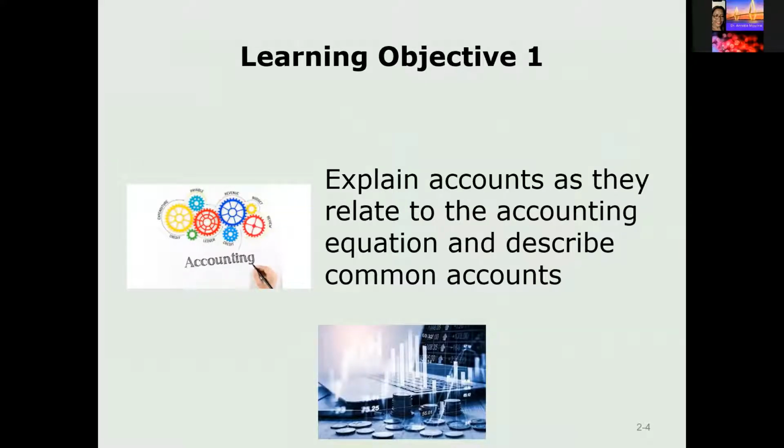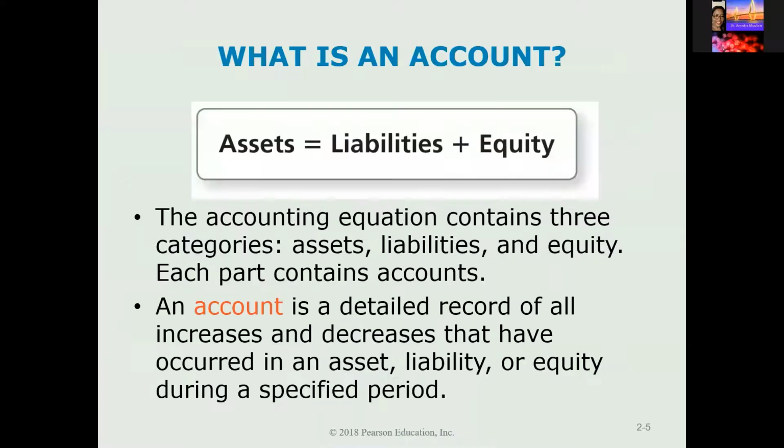So we begin with learning objective 1. Explain accounts as they relate to the accounting equation and describe common accounts. We know that the accounting equation is assets equal liabilities plus equity. The accounting equation is the basic tool of accounting. It is made up of 3 categories. Again, assets, liabilities, and equity.